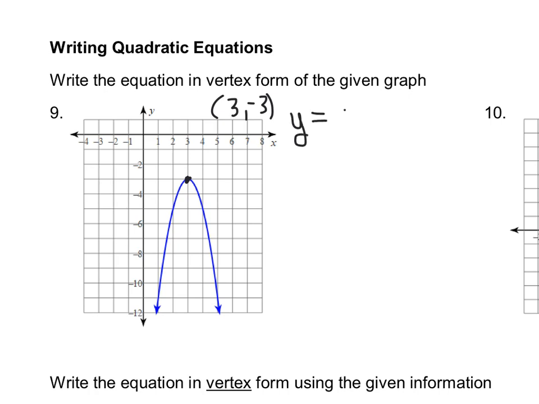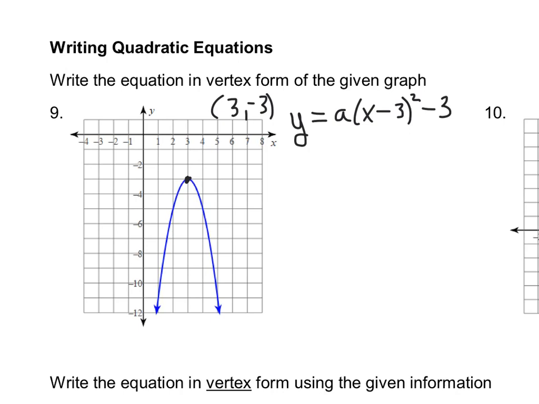y equals a times x minus h. Well, h is 3, so minus 3, the quantity squared, minus 3. Because plus k, you just keep the same sign. So since that's a -3, I'm going to write a -3 right there.